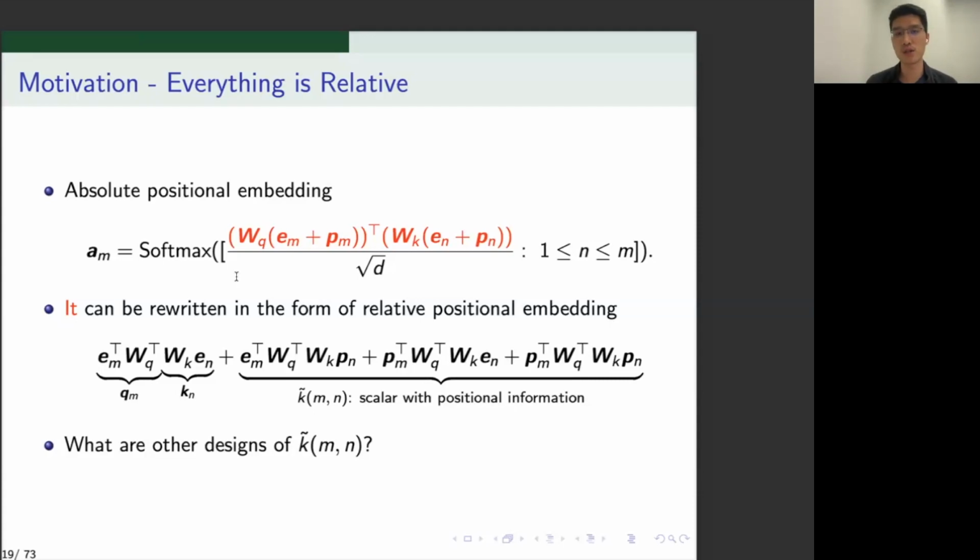There's actually a commonality between absolute positional embedding and relative positional embedding. And why do I say that? Because this is the softmax attention function, and this is the formulation of absolute positional embedding. EM and EN stand for the token embedding at two positions, M and N. And then we also have the additive absolute positional embedding. It could be sinusoidal, it could be learnable vectors at these two positions. I call it PM and PN.